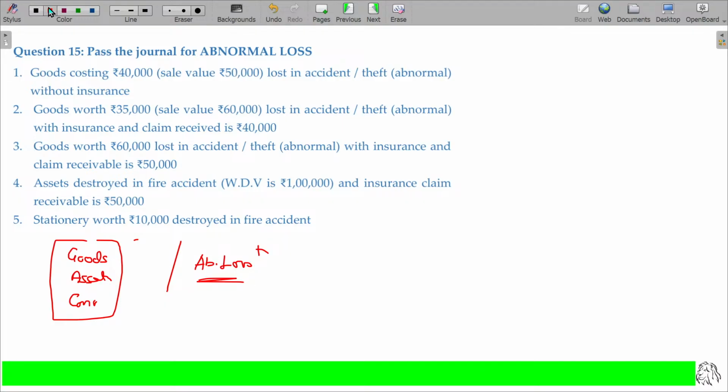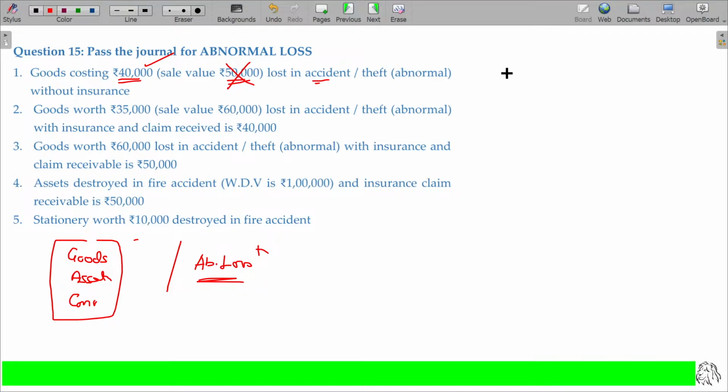Now let's see the first question. Goods costing rupees 40,000, sale value 50,000, lost in accident, theft. Okay, lost in accident and theft. Always remember the sale value is not a matter. I purchased 10,000 rupees worth of goods and I lost that accidentally. You don't say the loss is 15,000 rupees because it is eligible for sale at 15,000 rupees. You lost only 10,000 rupees. You always consider that cost.